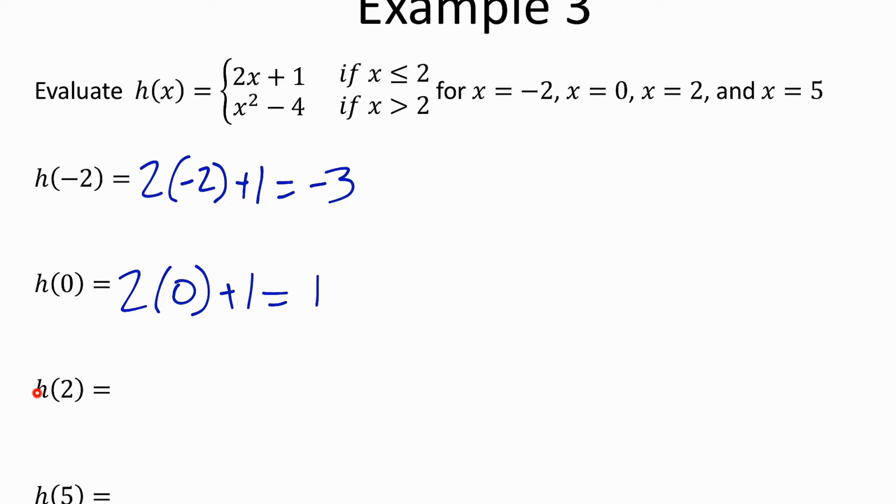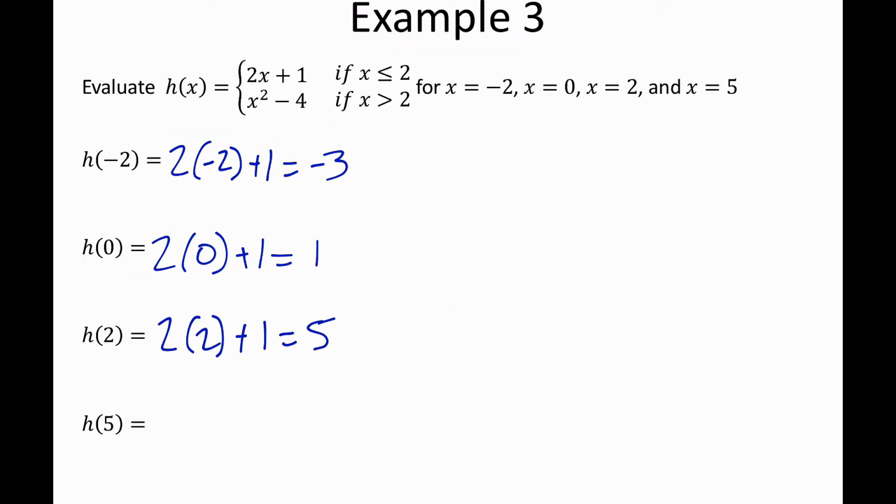Next one, h of 2. Is that less than or equal to 2? Yes, in fact, it is equal to 2. So we're still using that first one. So we've got 2 times 2 plus 1, which gives us a grand total of 5. Bottom one, h of 5. We're asked to plug in x equals 5. Is 5 less than or equal to 2? Nope. Is it greater than 2? Yup. So that means we're going to use this bottom equation here. So we're going to do 5 squared minus 4. Well, 5 squared is 25, minus 4 gives us 21.